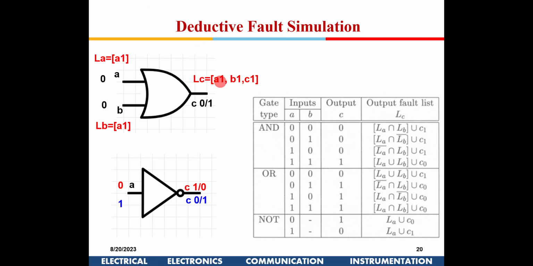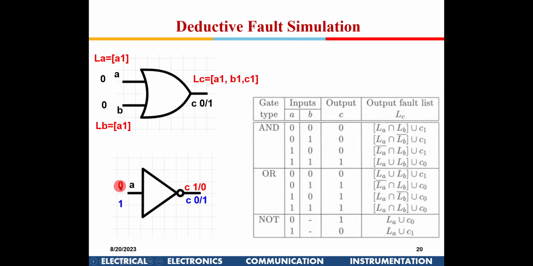It is either A or B or C, right? So for 0, 0, okay, LA union LB, right? If this stuck at fault is there, or this stuck at one fault is there, or C stuck at one fault is there, right? So for the other combinations also you could try that. So this is from our prescribed textbook. So these are all the various combinations for each of these gates.